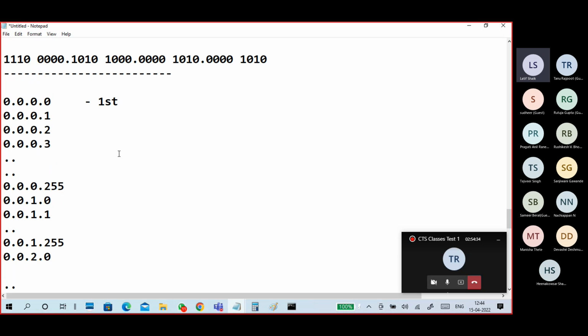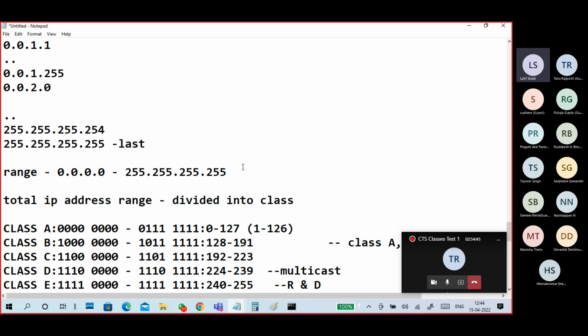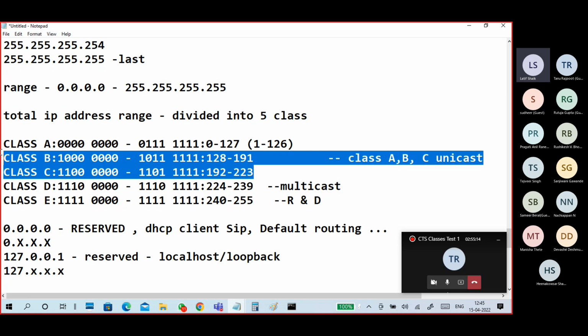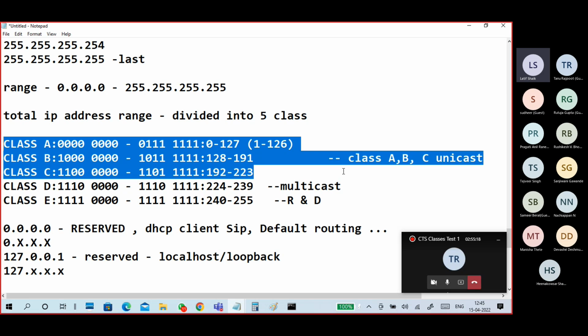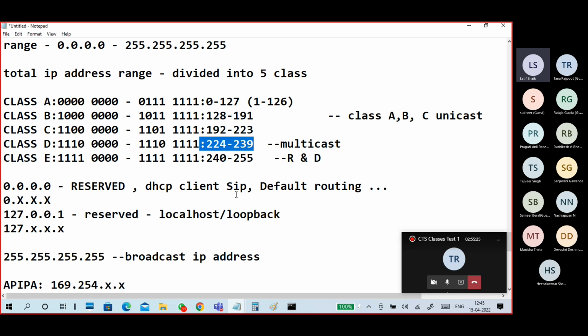The total IP addresses, 4.3 billion, start with 0.0.0.0 and the last one is 255.255.255.255. They are divided into 5 classes: Class A, B, C, D, and E. The ranges are 0 to 127, Class B 128 to 191, 192 to 223, 224 to 239, and 240 to 255. Class A, B, and C are unicast IP addresses, which we use for networking purposes. Multicasting IP addresses are Class D.